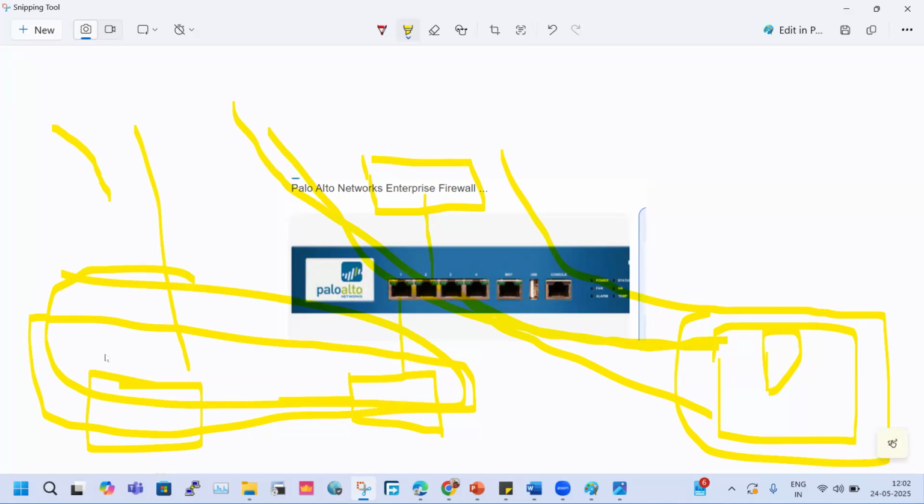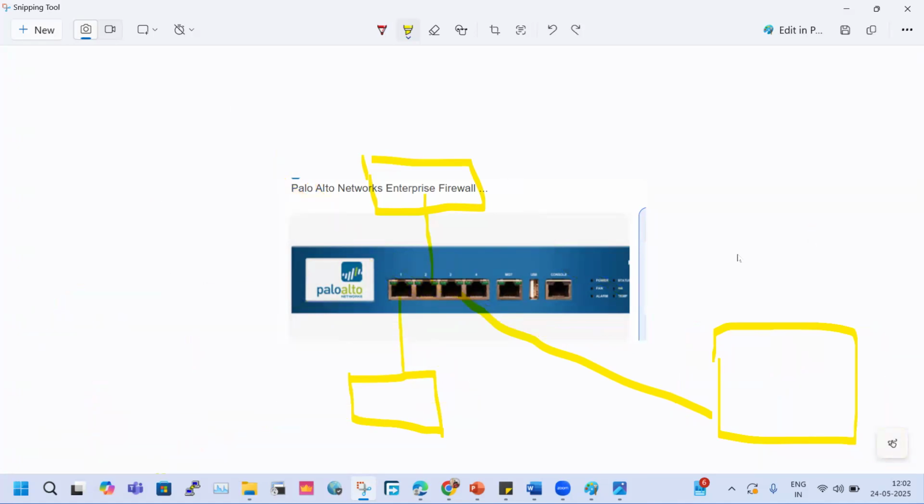The company's crucial information will be placed in your local area network, so your whole local area network will be protected. This is the reason why we create the demilitarized zone. Is it clear, guys? Yes, good.